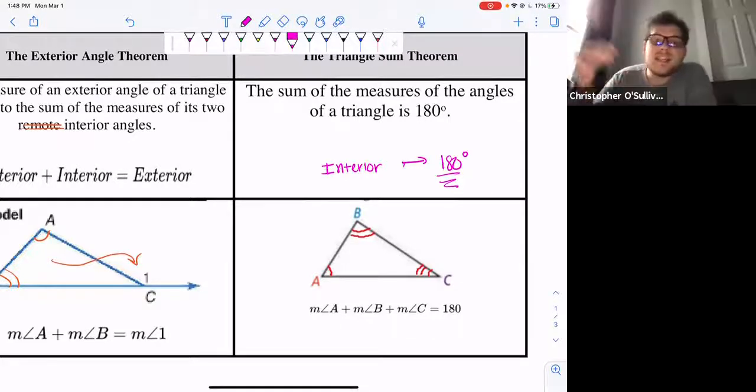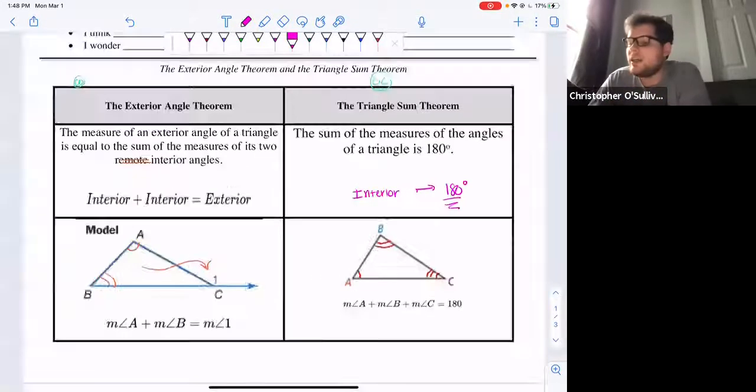Perfect. And every single day it's going to be 180. It's not going to be like, oh, today it's going to be 185 or 360. It will always be 180 degrees. Thank you so much, Missy.